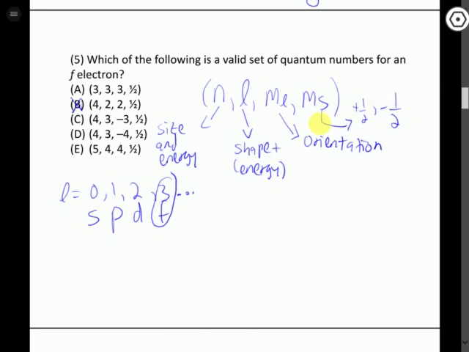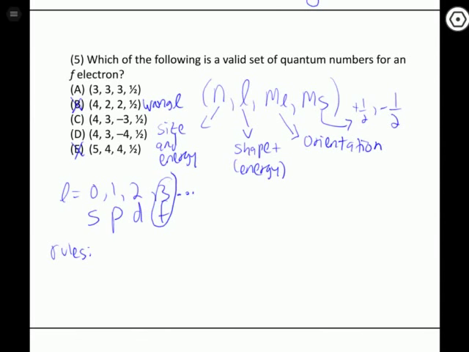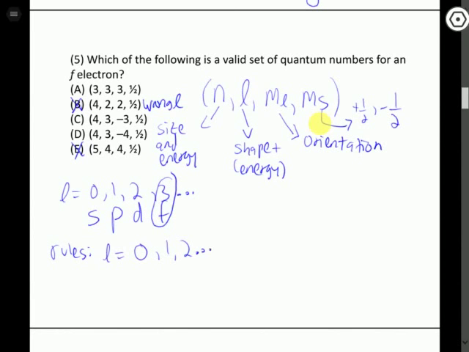So this is the wrong L, and this one is the same thing too, wrong value of L. So L has to be 3, so that limits our choices to A, C, and D. And now we have to figure out which one of these is okay. So we have to remember the rules now. n can be any positive number. n can be 1, 2, 3, 4, and so on, all the way up. And then the values of L are constrained by the specific value of n. L starts at 0 as we showed, and then the maximum value of L within a given value of n is n minus 1.